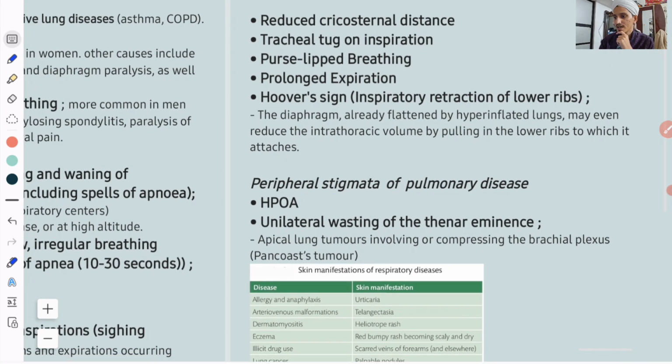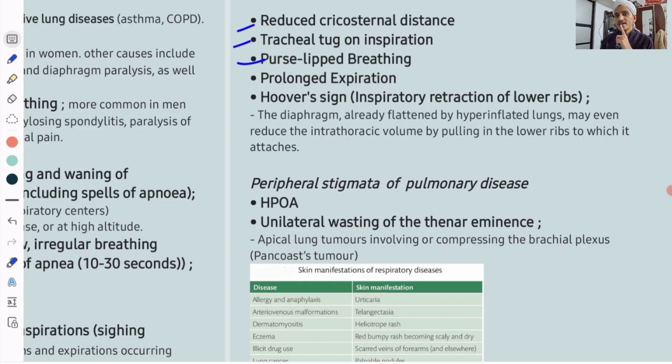Reduced cricosternal distance, you can see. Tracheal tug, as we have discussed. Pursed lip breathing. What is pursed lip breathing? During expiration, the classical example is COPD. You can observe they will do it like this.